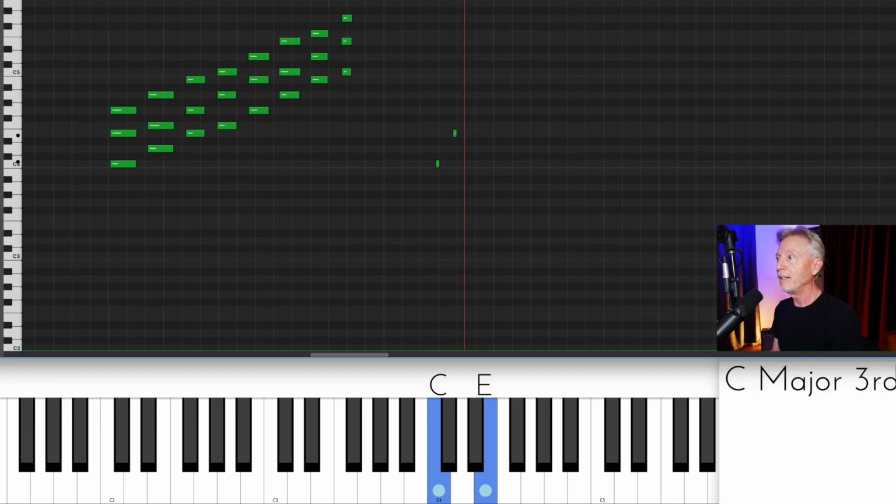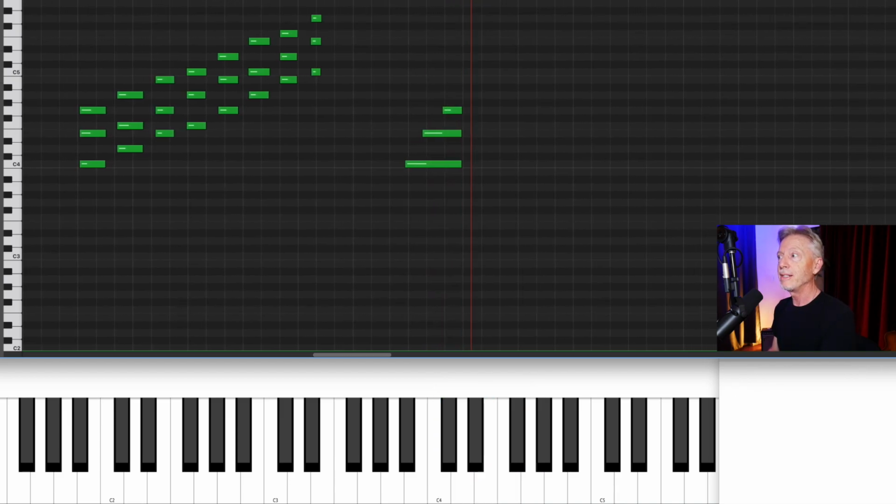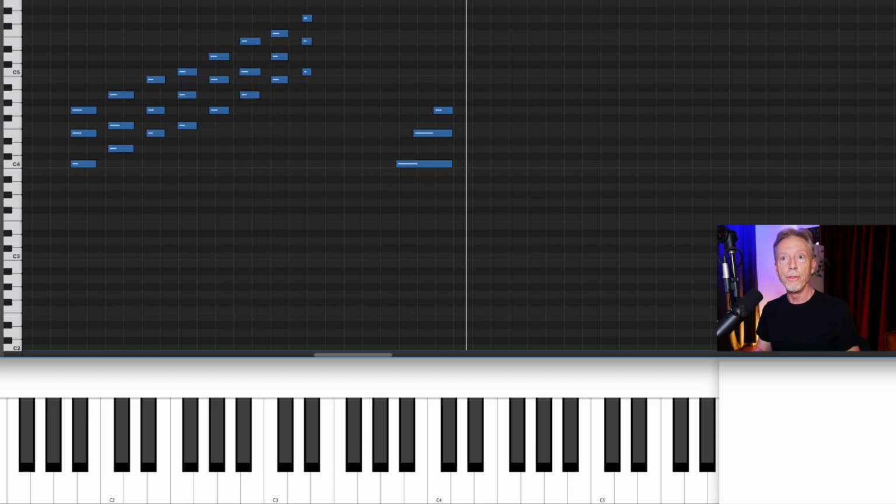C, E, G is a C triad. Now, those three notes are the thing that makes that triad a C triad. It's not the fact that it's those notes together like this. It's those three notes. That's it. And that's great because that means I can play those three notes in a different configuration. I can take the E and play it down here. And I still have a C chord.